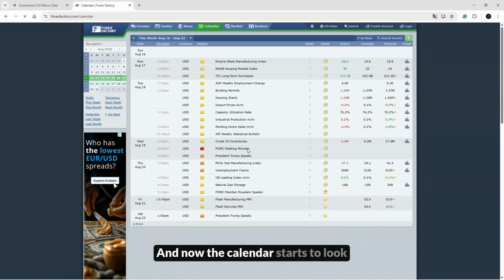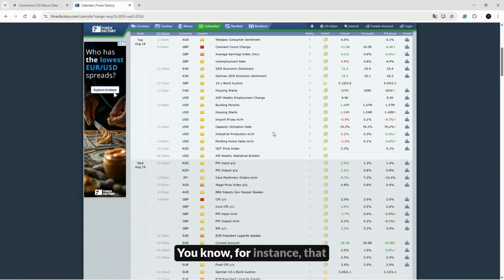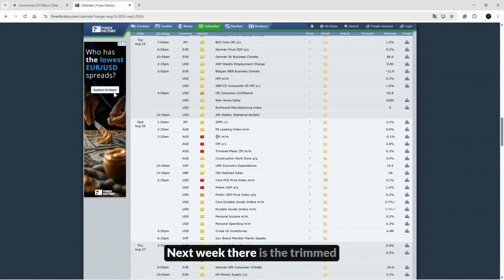And now the calendar starts to look a lot more interesting because you know what you need to look for here. You know, for instance, that next week there is the 3-month CPI from Australia. So if you want to be long the Australian dollar, you have to keep an eye on this to understand where it's going to fit with the narrative.